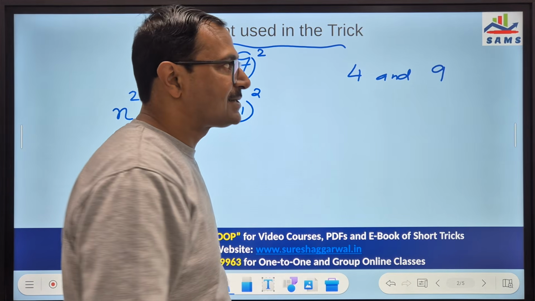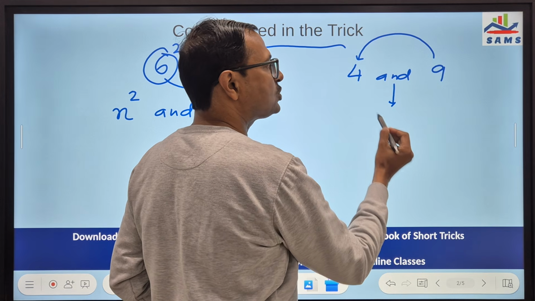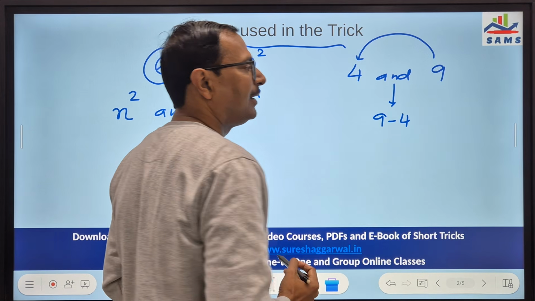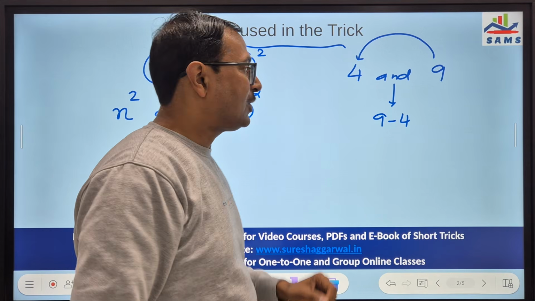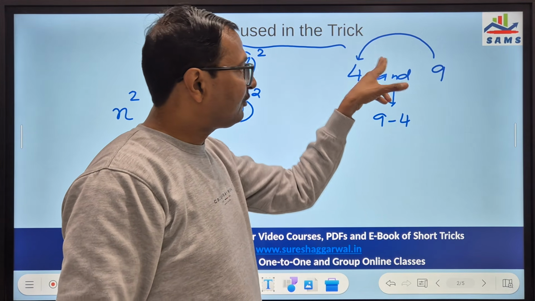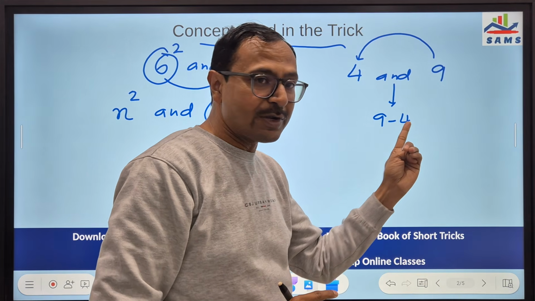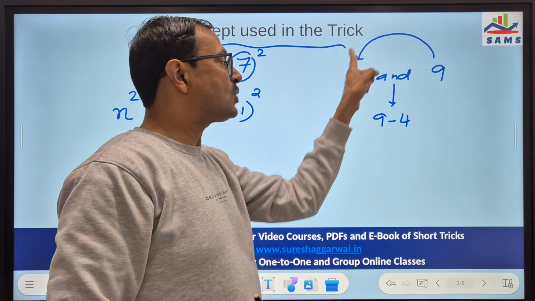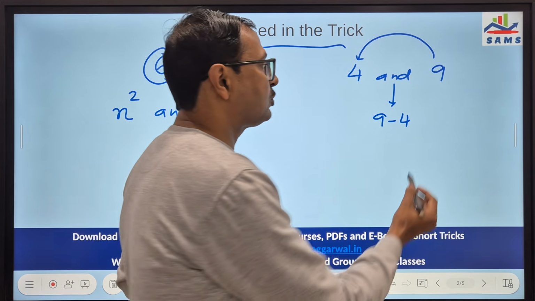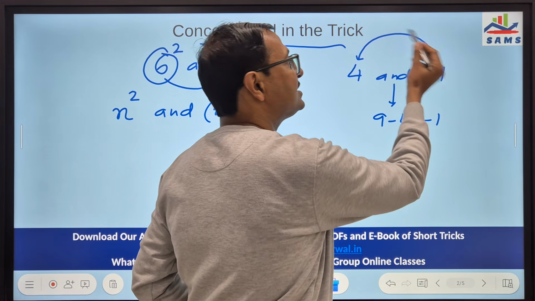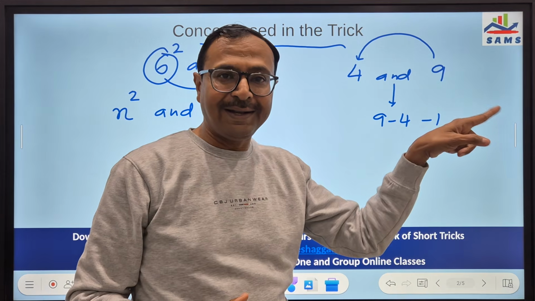So the rule is, how many numbers lie between them? Just subtract these two, 9 minus 4. But this will not be your answer, because starting with 5, you have 5, 6, 7, 8, only 4 numbers, but 9 minus 4 is 5. So the difference always gives you 1 more than required. So you have to subtract 1 from this difference to get how many numbers lie between 4 and 9.